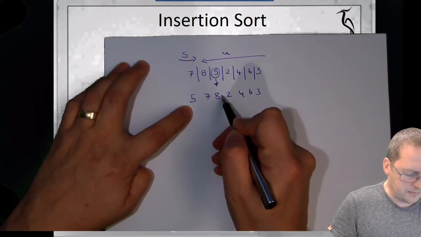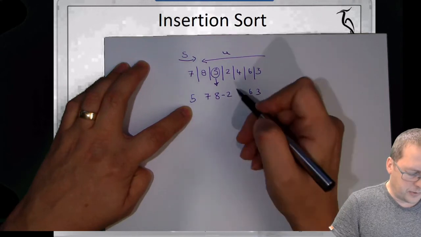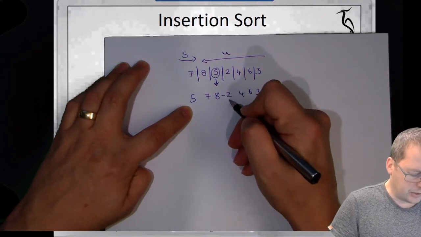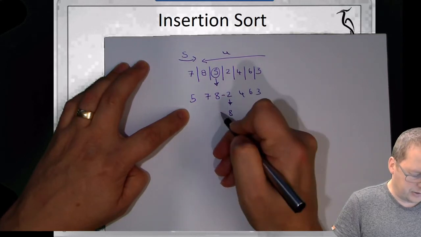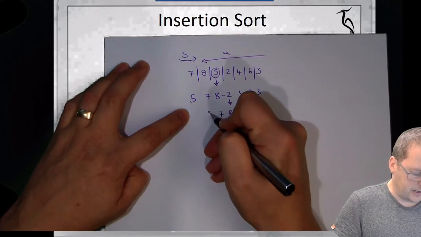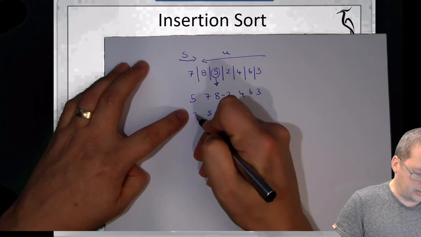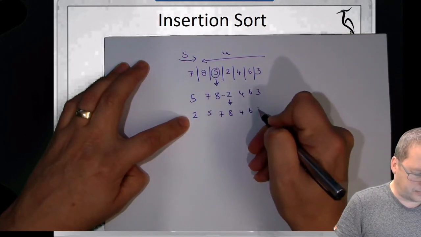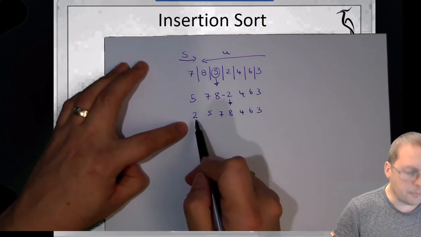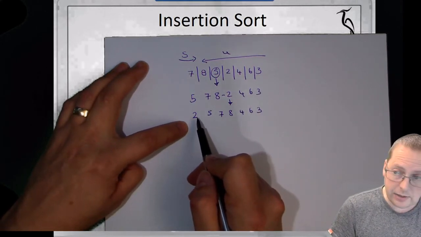My next item is the 2. So again, 2's in the wrong place. I can drop the 2 out, and I can move the 8 along, I can move the 7 along, I can move the 5 along, and I can insert the 2 back at the front. Again, I'm moving along the list looking for the next item to sort.